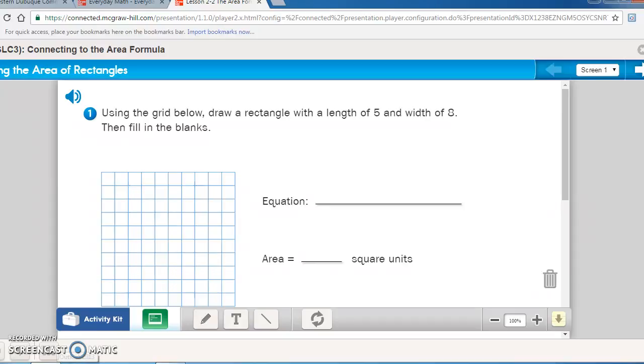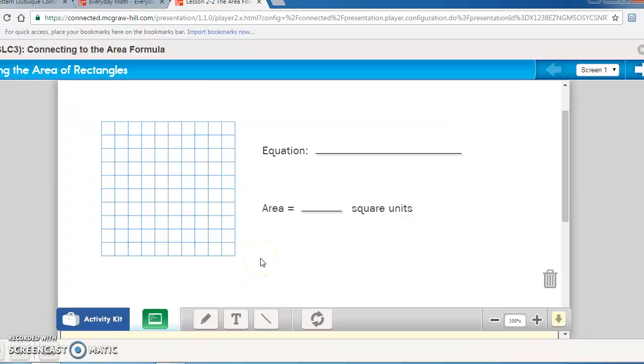So using this grid below, you're going to draw a rectangle with a length, that's the laying down line, and the width, and then fill in the blanks. You're going to find this in your math journal on page 37. So I am going to walk through this first one with you so that you know what they're expecting.